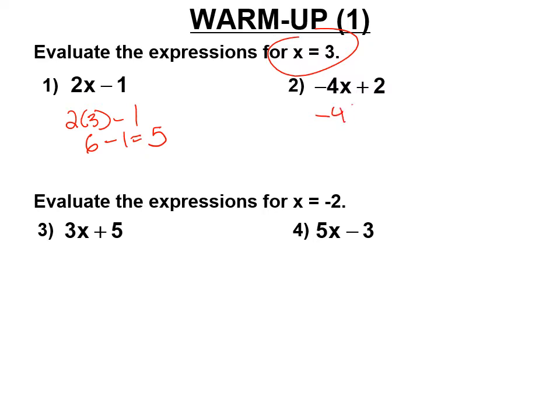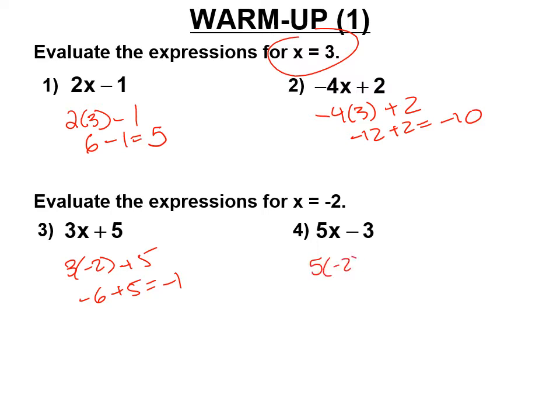Negative 4 times 3 plus 2. Negative 4 times 3 is negative 12. Negative 12 plus 2 is negative 10. This one is 3 times negative 2 plus 5. So it's 3 times negative 2, negative 6. Negative 6 plus 5, negative 1.